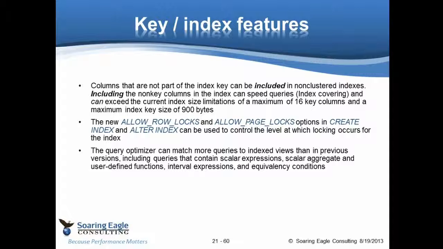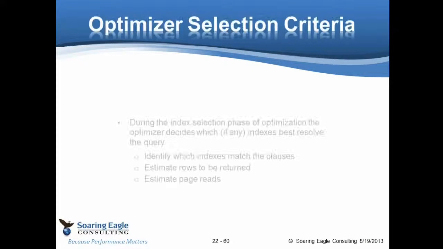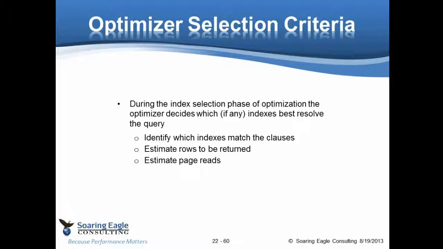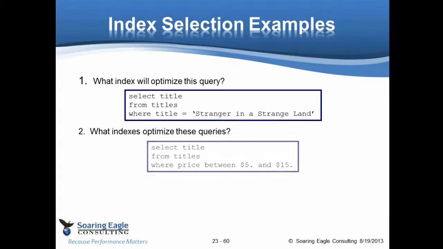I'm going to be skipping through a lot of this for the interest of time. We have already talked about include columns. And now I'm going to jump into how the optimizer chooses the indexes. The optimizer is basically going to choose an index based on that first column. So if we're using the first column, we're going to go ahead and potentially use that index.